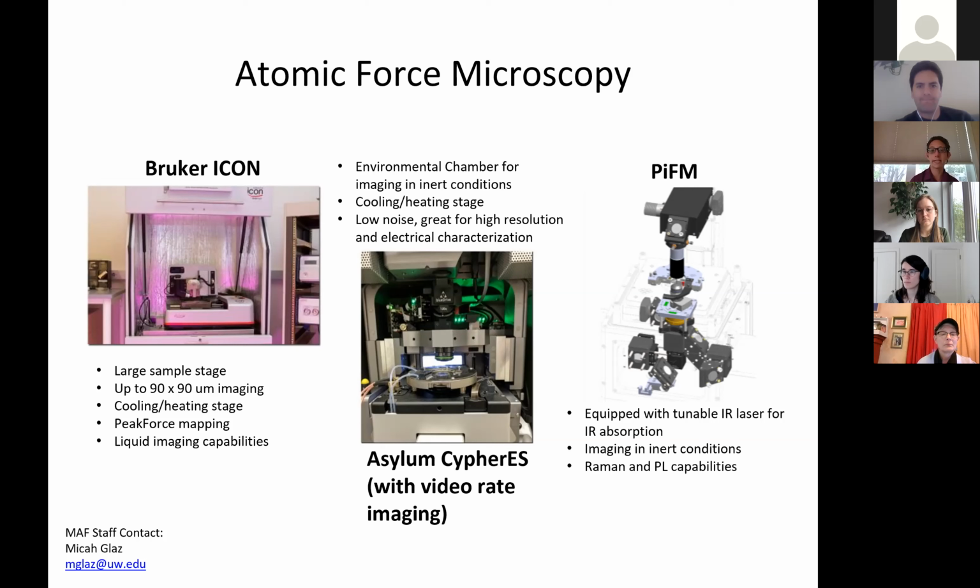It does have a cooling and heating stage. You can do what's called peak force mapping, which allows you to look at the hardness or the modulus of the surface, along with liquid imaging capabilities.